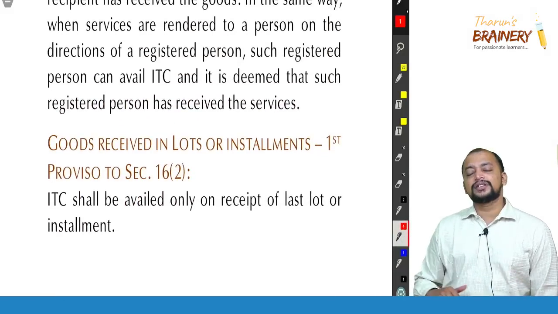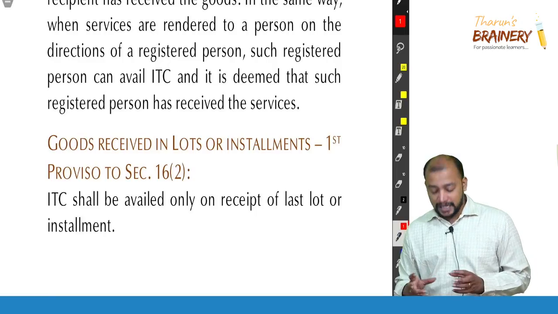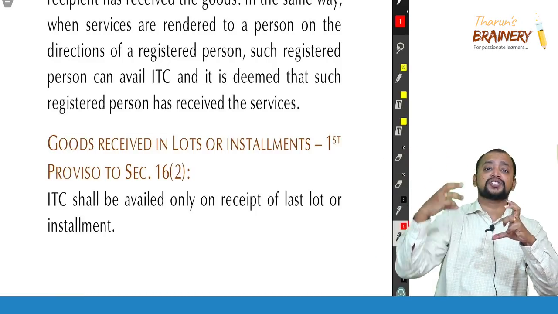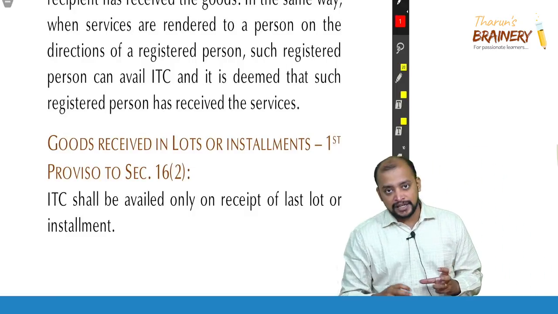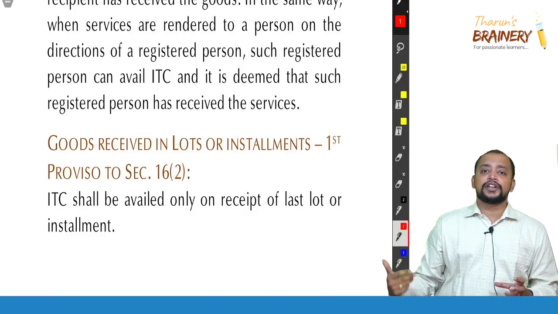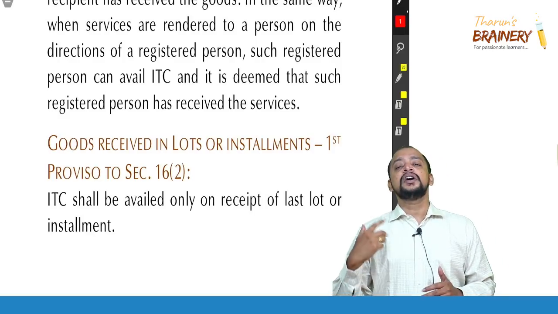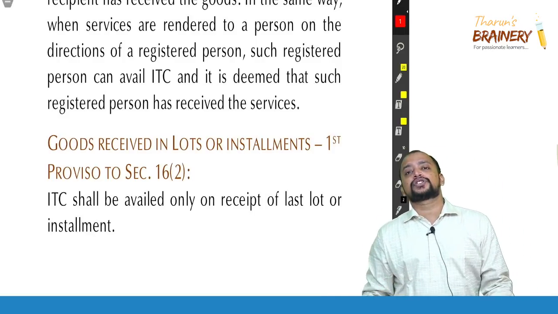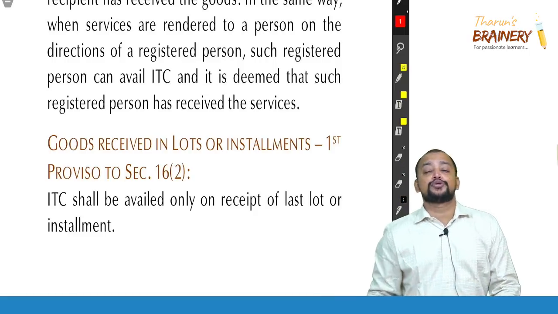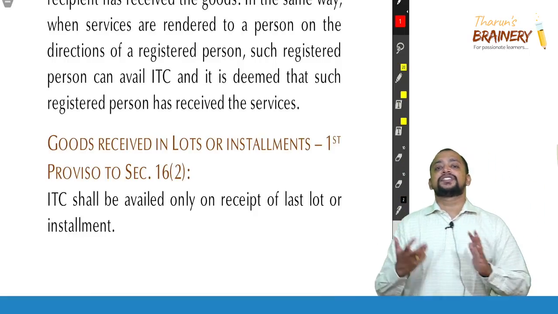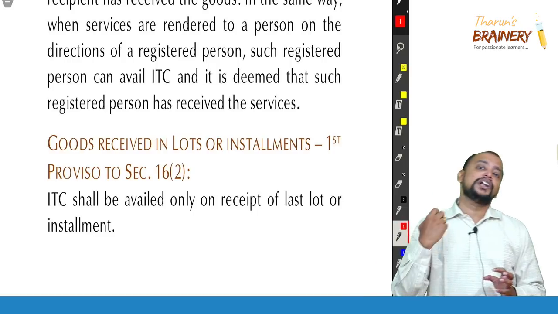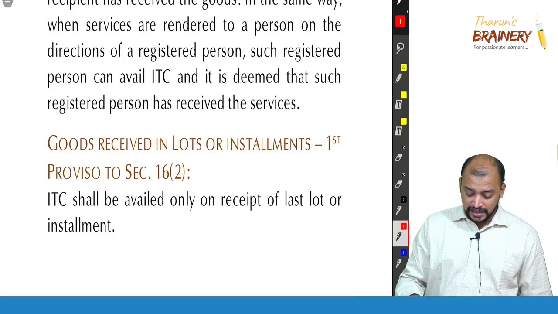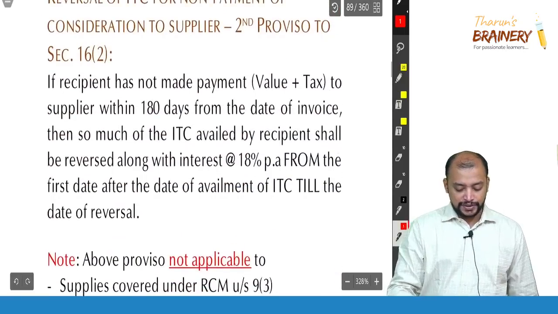In case of goods received in lots or in installments, say against a particular invoice the goods are being dispatched in lots or in installments, and that comes at different points of time. We have a condition that goods should be received, only then we can take the ITC. So can we take proportionate ITC here? No, we cannot take proportionate ITC. We need to wait till the time of receipt of the last lot, and only upon receipt of the last lot we can take the ITC. ITC shall be availed only on receipt of the last lot.